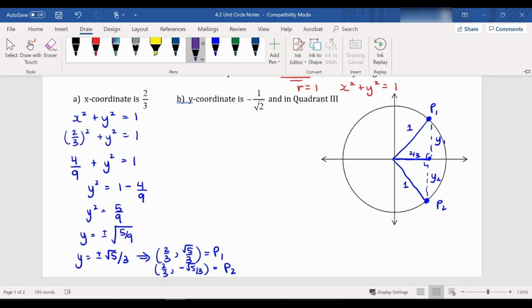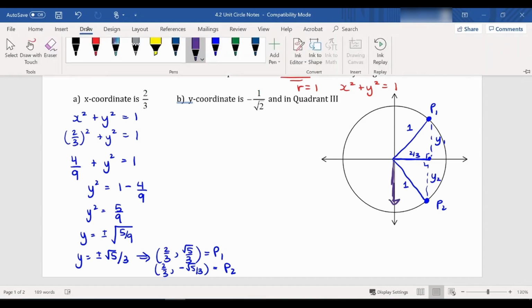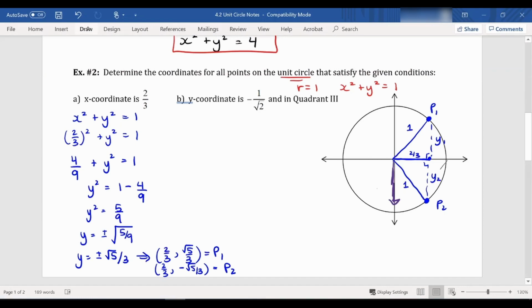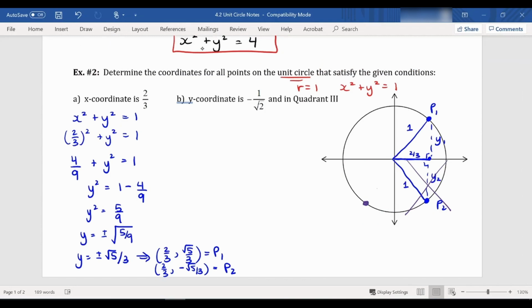Now the second one gives us a little more information. It tells me my y-coordinate is negative, so automatically I know I'm going down this direction here. But it tells me I'm in quadrant 3, so I know I'm not in this quadrant here. I have to be over here somewhere. So my point would be somewhere on this section of the circle.